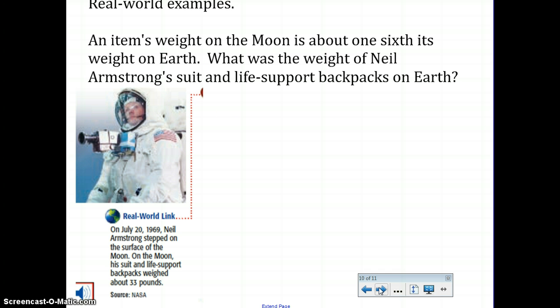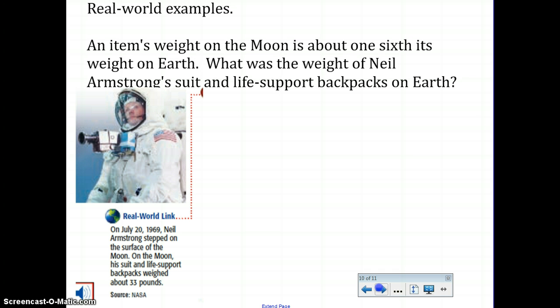Okay, so taking a look at a real-world example. Slide that down a little bit. An item's weight on the moon ends up being about 1/6 of its weight on Earth. So Neil Armstrong has a suit and life support backpack on the moon. It states down here it is 33 pounds. How much would that weigh on Earth? So we need to set up an equation for this situation and then determine what the actual weight would be.